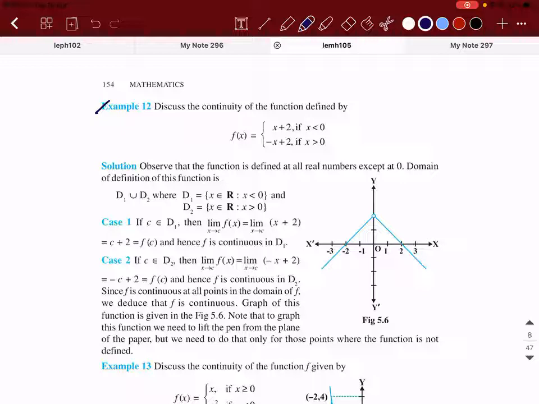Left limit is giving me 2. Right limit is also giving 2. Guys, are you able to understand what I'm trying to say? So it is a continuous function. I'm correcting my statement. It is a continuous function in its domain.